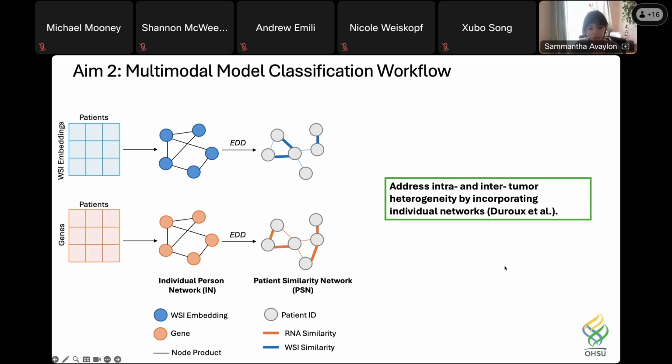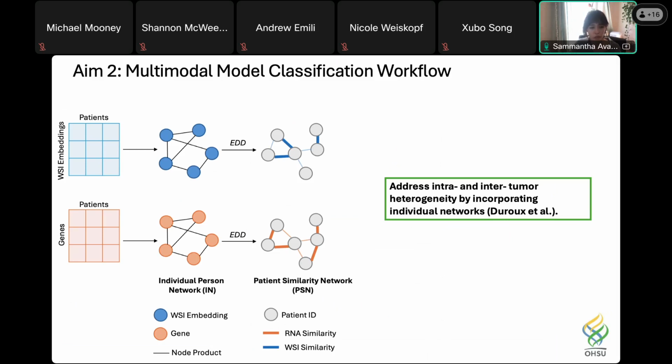However, a limitation with just using patient similarity networks is that it focuses on the global patterns shared at the population level. And so this just focuses on the interheterogeneity of disease. And so this overlooks intraheterogeneity, which is also a key factor in determining patient prognosis. And so for our graph-based approach, we decided to adapt the framework created by Duro et al., who used both individual networks as well as patient similarity networks for multi-omic integration, as well as subtype classification.